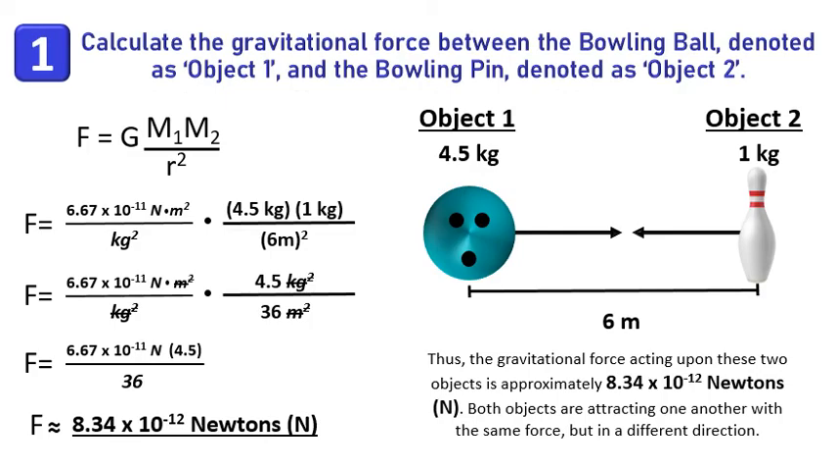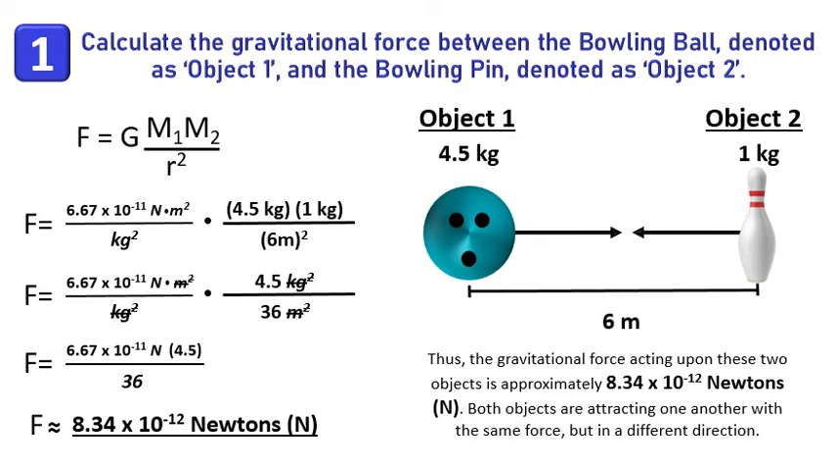Now let's do a few practice problems to apply this intricate formula. Number 1. Calculate the gravitational force between the bowling ball, denoted as object 1, and the bowling pin, denoted as object 2. So we're given that object 1, the bowling ball, has a mass of 4.5 kilograms, and object 2, the bowling pin, has a mass of 1 kilogram. We're also given that the distance between the centers of the two masses is 6 meters.